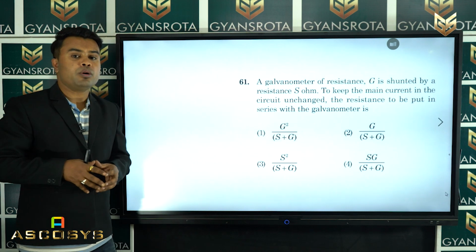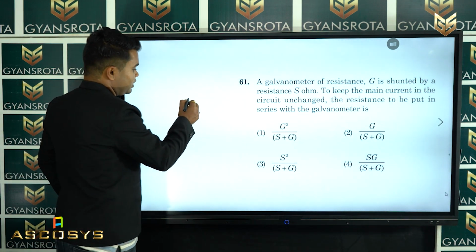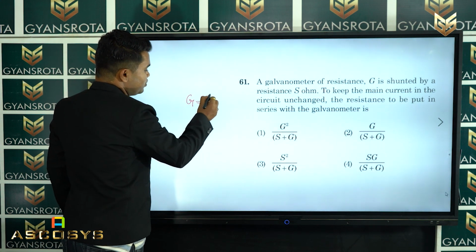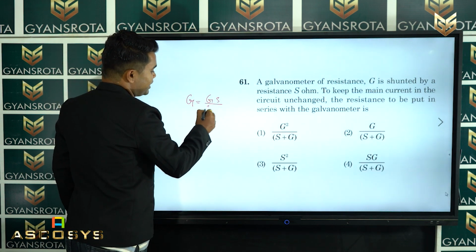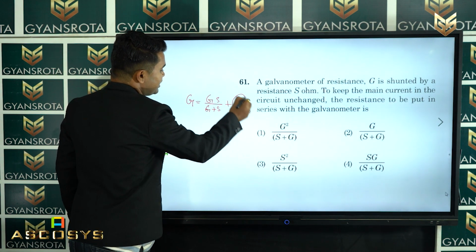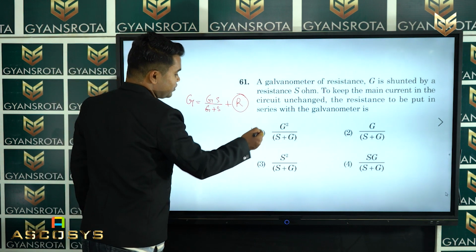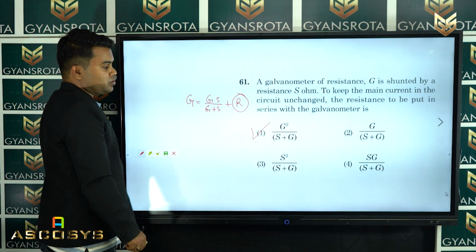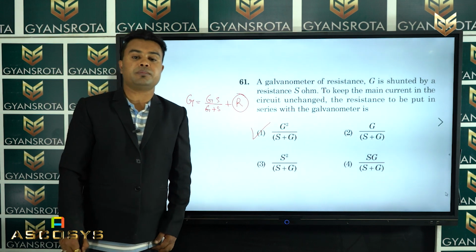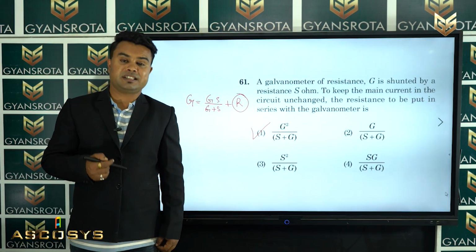So how are we going to proceed with this one? G will be equal to GS divided by G plus S plus R. Now you need to calculate this R. So when you calculate after this, you will see the right answer for this one will be this. So this is the correct option for question number 61. Now let us move to the next question, that is question number 62.